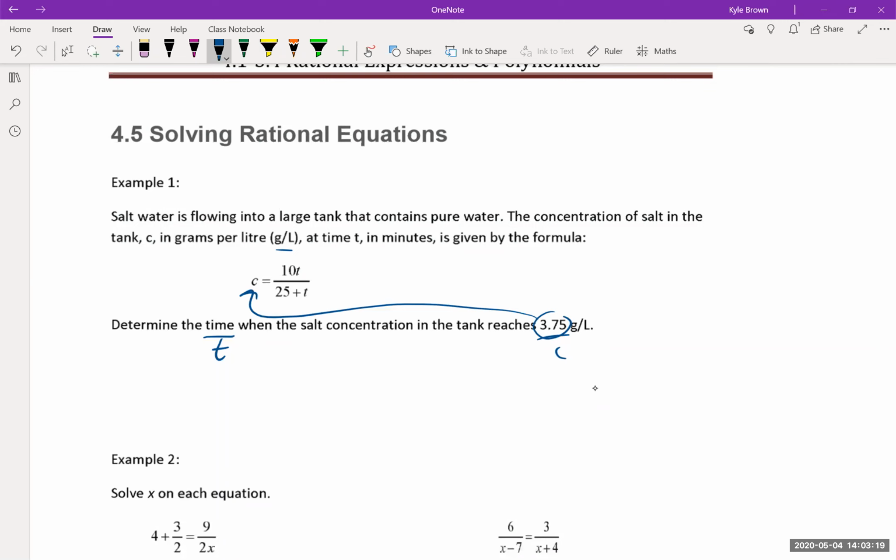So we're going to say when 3.75 is the concentration, then our formula would be 3.75 equals 10T over 25 plus T. And it wants us to solve for T, right? And that's the idea here for this lesson.